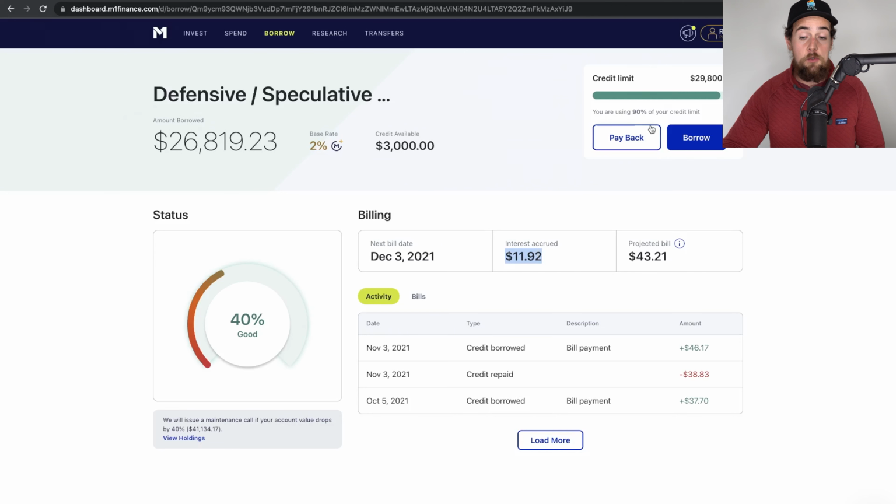And I currently am using 90% of my limit. So if I wanted to, I could borrow an additional $3,000 and have that deposited to my brokerage account or my bank account by the end of the week. However, right now I'm actually paying this down just because I put that money towards my truck. So that's why I'm pretty much just chipping away at this and putting my dividends towards my M1 Borrow balance.